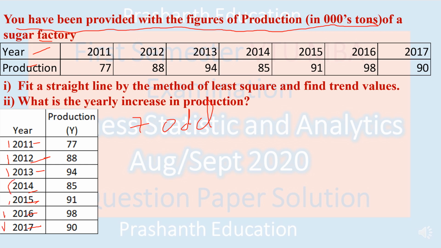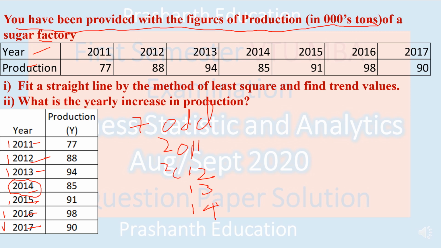I take 2014 as the middle. If you ask, sir, if it is an even number, what do we need to do? If it is an even number, you need to take the average of the middle two. Let me solve it with an example. For example, you have 2011, 12, 13, 14.